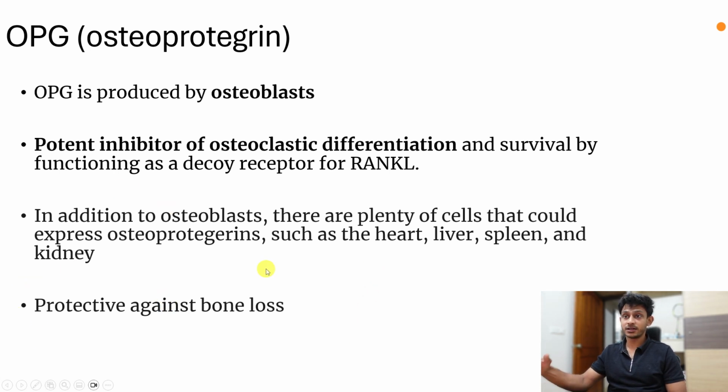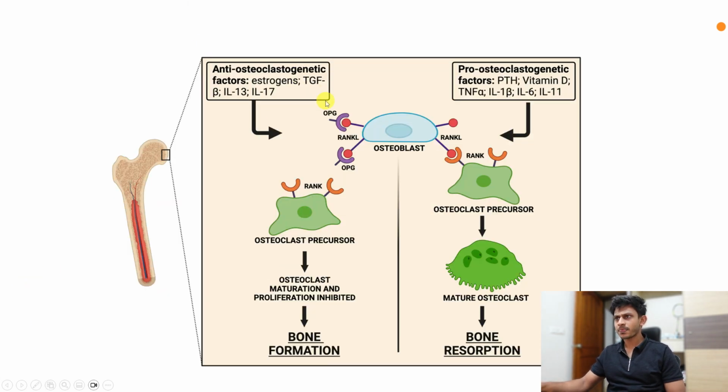So let's look at this all now in terms of a cycle. As you can see, osteoblasts have RANKL, and when RANKL binds to an osteoclastic precursor, it becomes a mature osteoclast and causes bone resorption. Whereas if OPG is already bound to RANKL and prevents it from binding to the RANK receptor, osteoclast maturation and proliferation is inhibited, and there is bone formation and not resorption. So the opposite happens. Osteoprotegerin is basically anabolic.